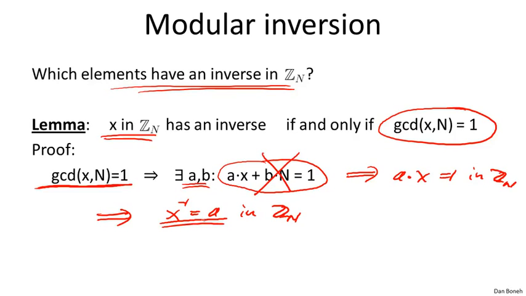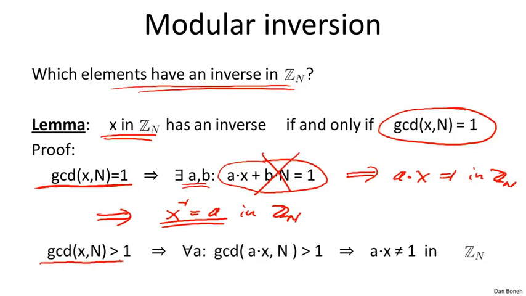Now what about the other direction? What happens if the GCD is greater than 1? Then we want to show that there is no inverse. But that's actually very easy to see because in this case, if you claim that a happens to be the inverse of x modulo n, well, let's look at a times x. A times x we know should be equal to 1 modulo n. But if the GCD of x and n is bigger than 1, then the GCD of a times x and n is bigger than 1. But if the GCD of a times x and n is bigger than 1, then it's not possible that a times x is equal to 1. So a times x must also be bigger than 1, and therefore a cannot be the inverse of x modulo n.